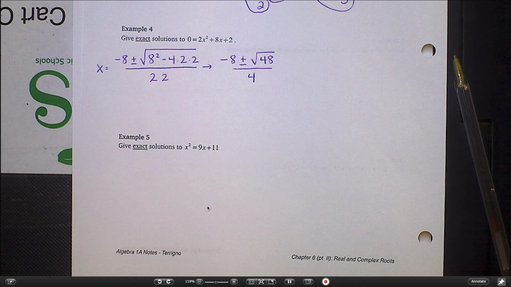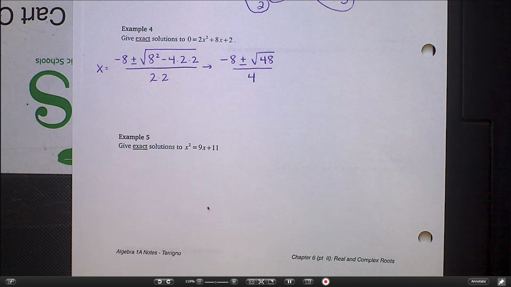Everyone okay with me up to that point? That's just the quadratic formula, like what we did yesterday. Now, yesterday at this point, we would have just slapped that square root of 48 into our calculator and gotten a decimal and moved on with our life. Today, we can't do that, okay? What we have to do is simplify that square root of 48.